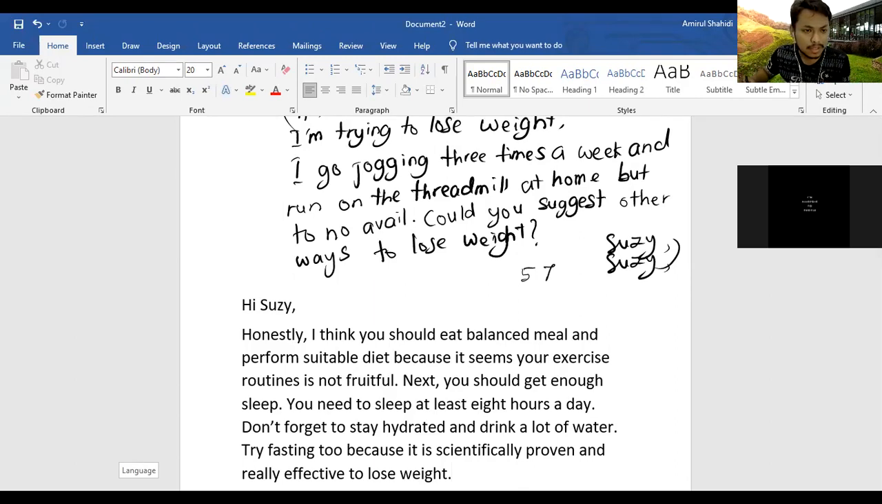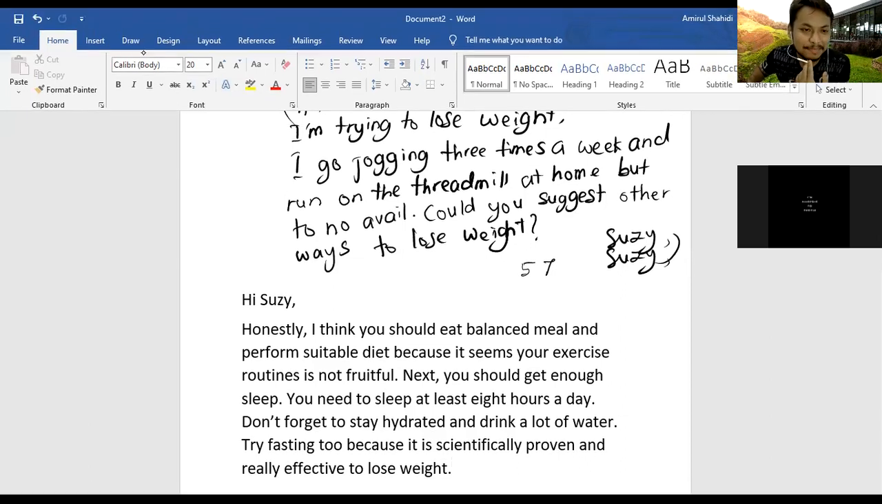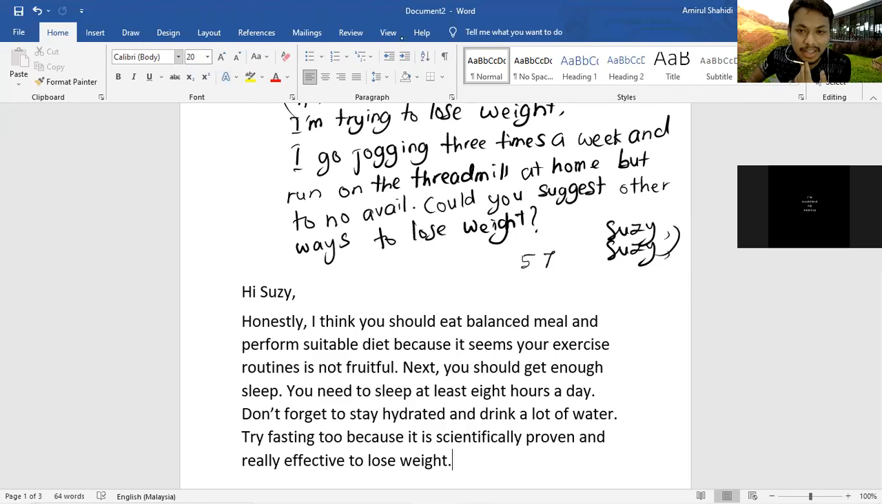Bolehkah cikgu? Apa? Boleh apa? Boleh apa ni? No. For the time being. Kita tambah lagi nanti. Jangan bimbang. You guys ni. Kalau-kalau nak pergi mana? Okay, where is it?